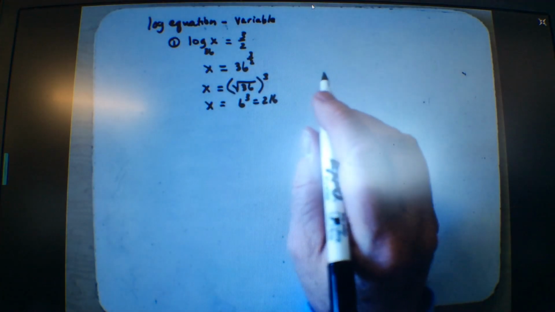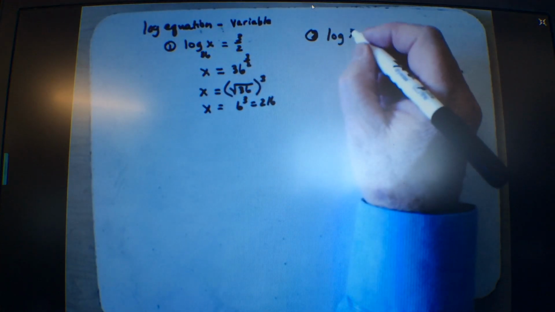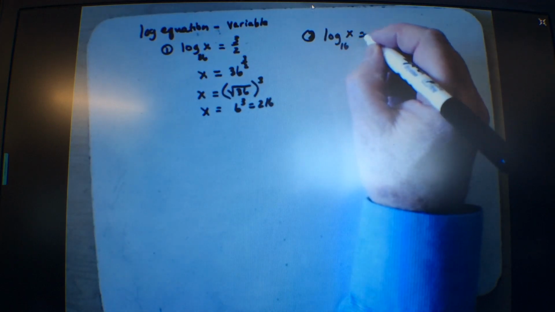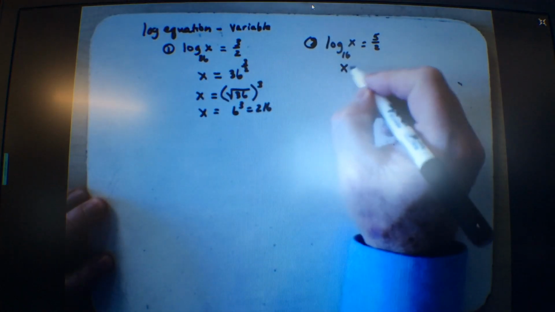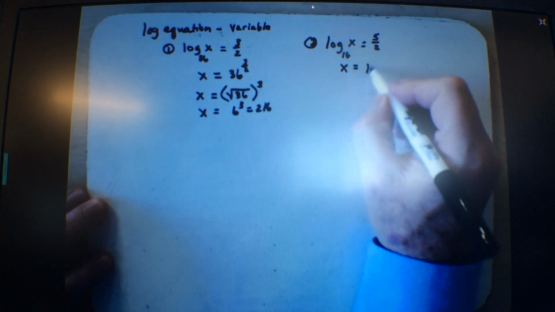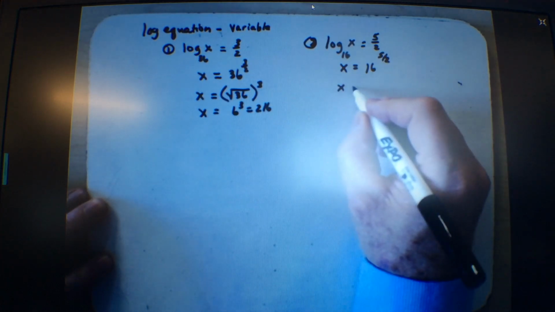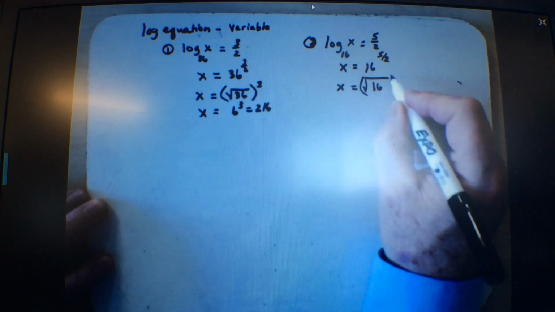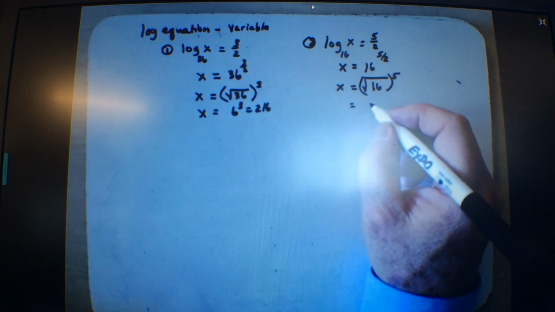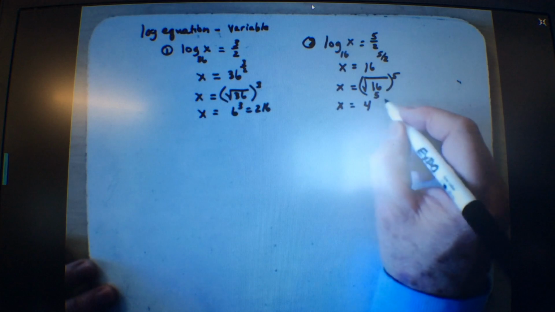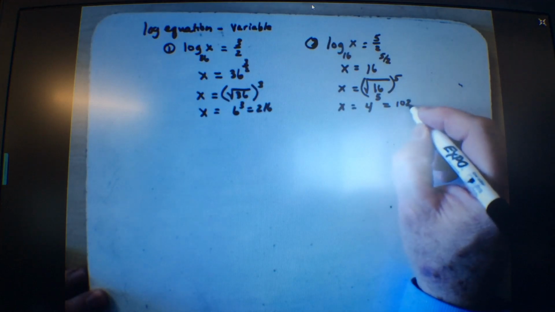So let's say that I have this one, number 2. The log of x base 16 equals 5 halves. We leave the x on the left side. So we have x equals, and this is a power. So we have 16 to the 5 halves power. This base is this base. So that means the square root of 16 to the 5th power. The square root of 16 is 4, is it not? Yep. So x equals 4 to the 5th power, which equals 4 times 4 times 4 times 4 times 4, 1024.